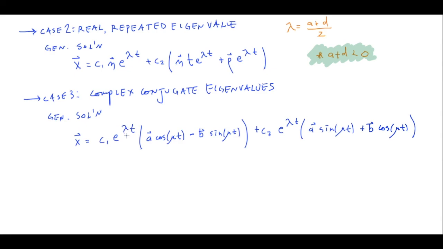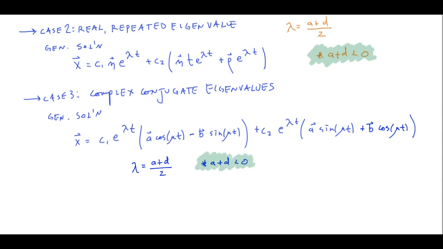The notation here is a little different. If you remember, lambda here is just the real part of the complex eigenvalues. But looking back at the structure of the quadratic formula, we can see that that real part will once again be simply a plus d over 2. Therefore, in order to ensure that solutions will approach 0 in this case, we once again need a plus d to be less than 0.